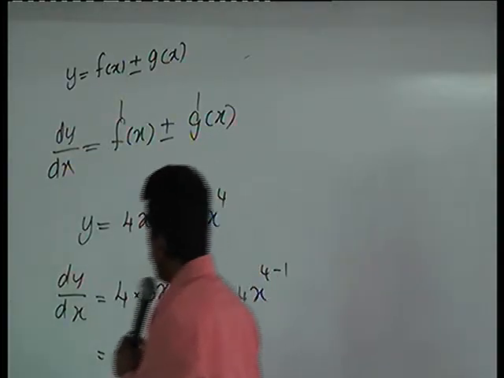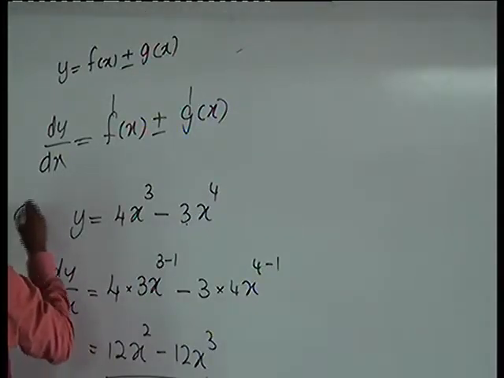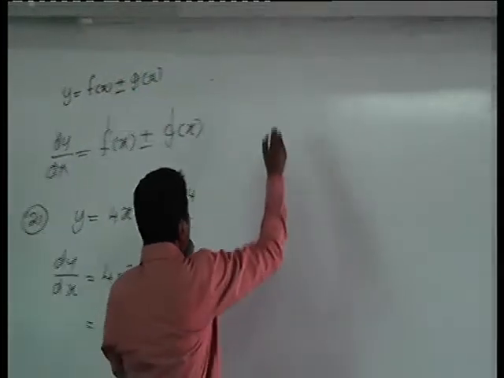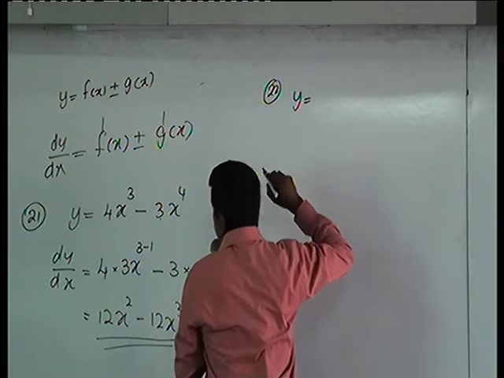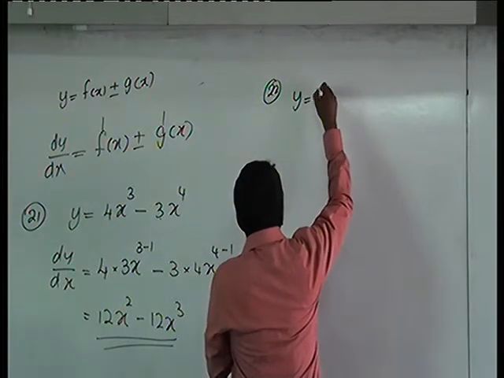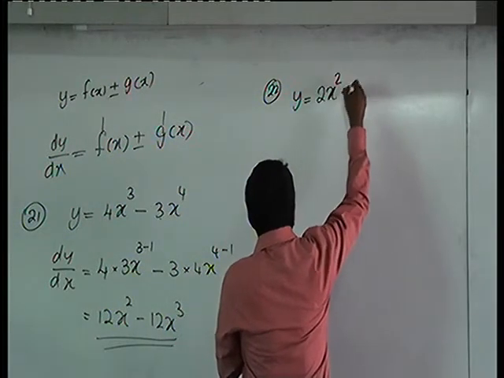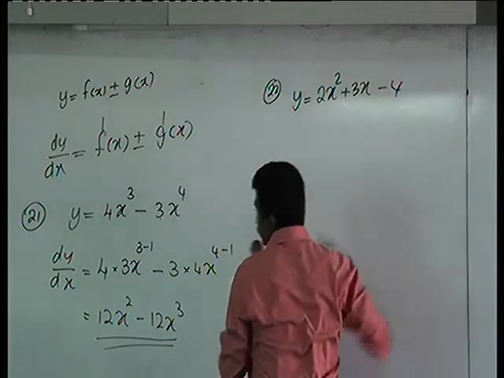That should be question number 21. Then 22. Y is equal to 2x squared plus 3x minus 4.